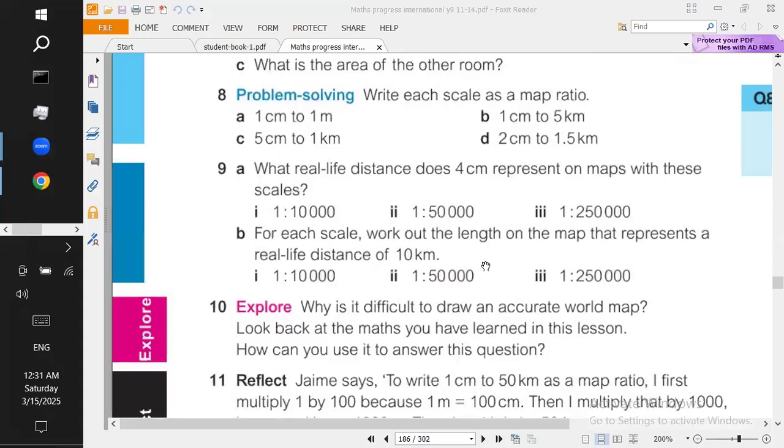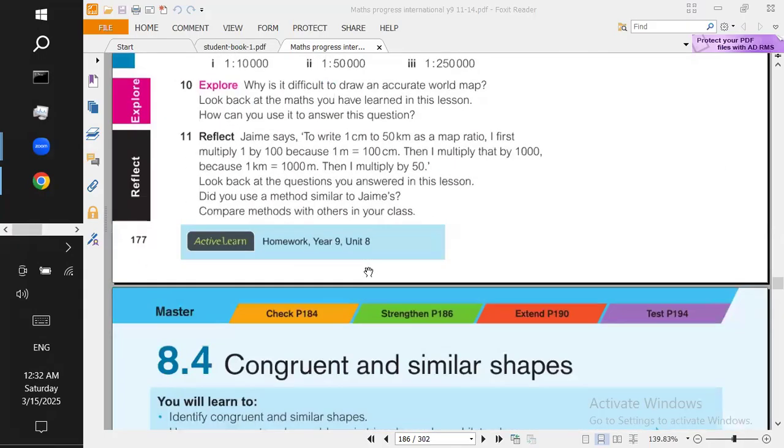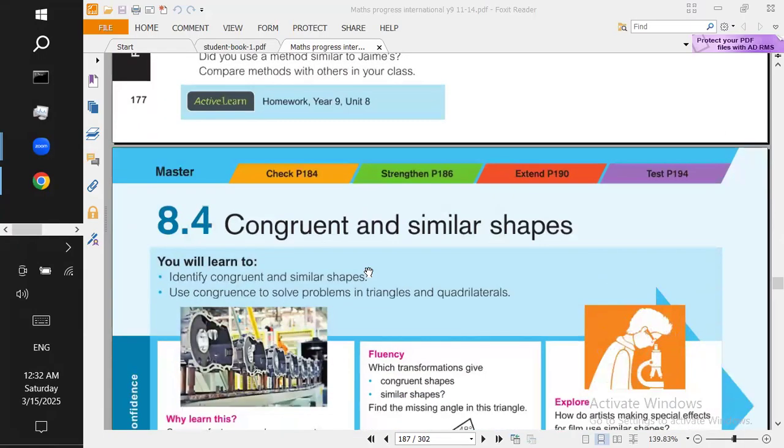Here we covered this. Same ideas. You just use them as centimeters all and find the missing numbers. Now that's it for 8.3. Let's move on to 8.4.